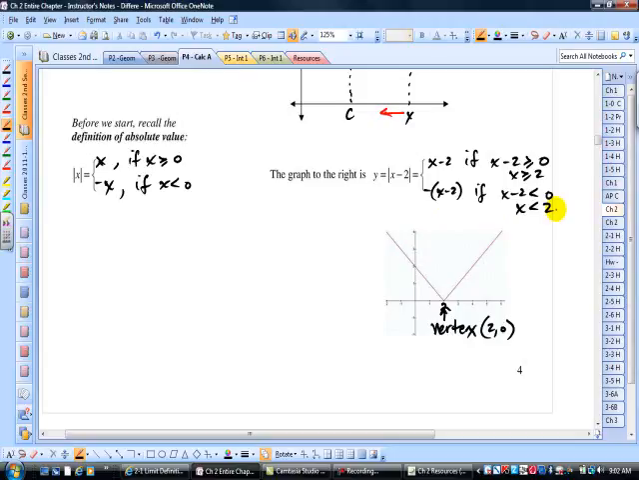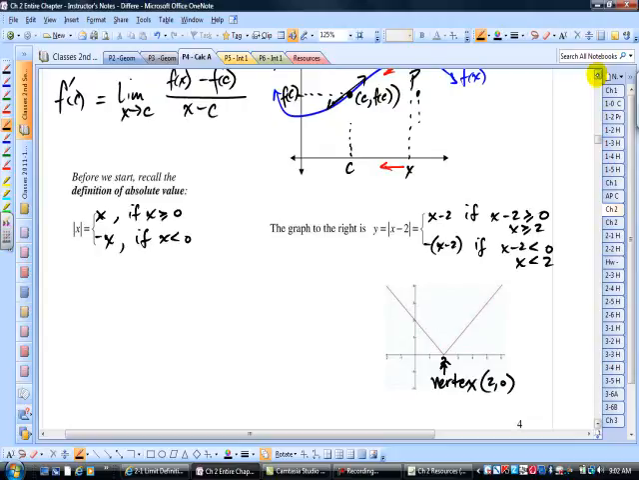Okay? Now whenever you're going to use this alternate definition, you have to come in from the left and to the right. So what we're going to do is analyze the left-hand limit first. Okay, so let's do that. Let's take the limit here of our function coming in from the left of 2. That's called the left-hand limit.